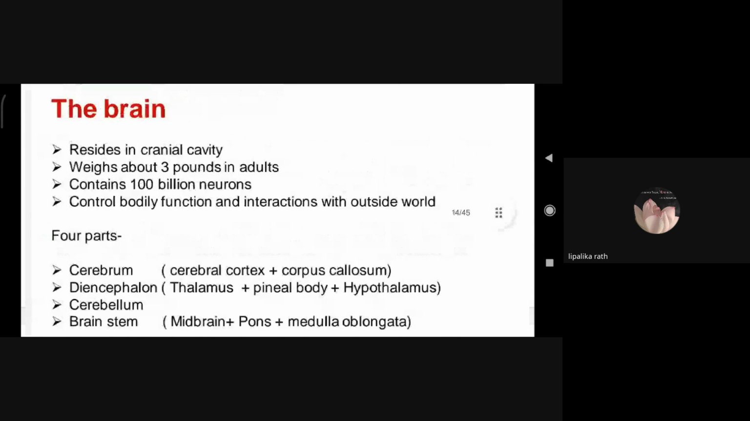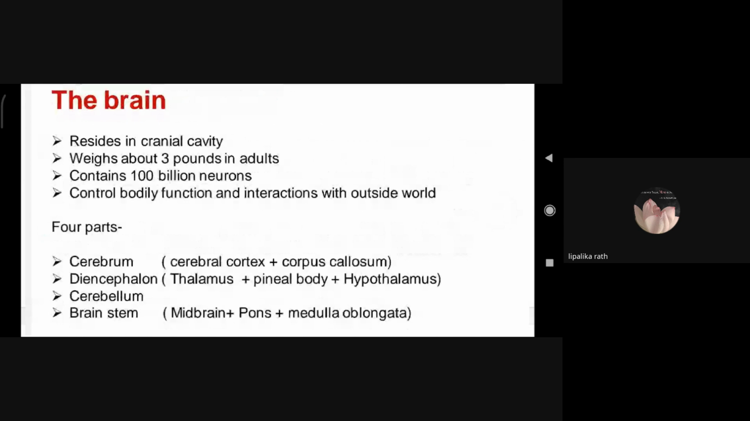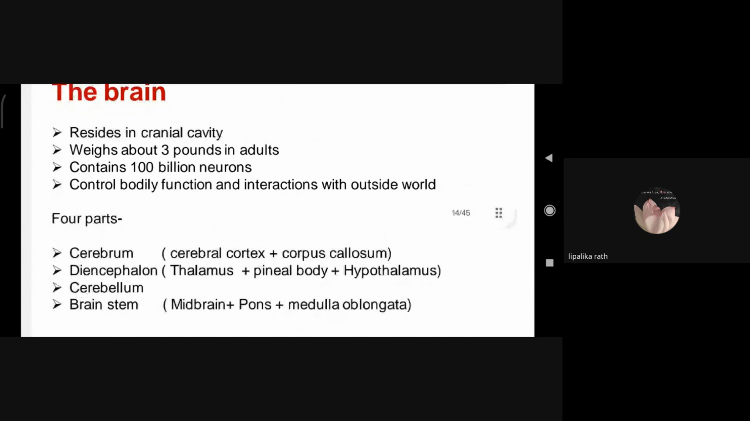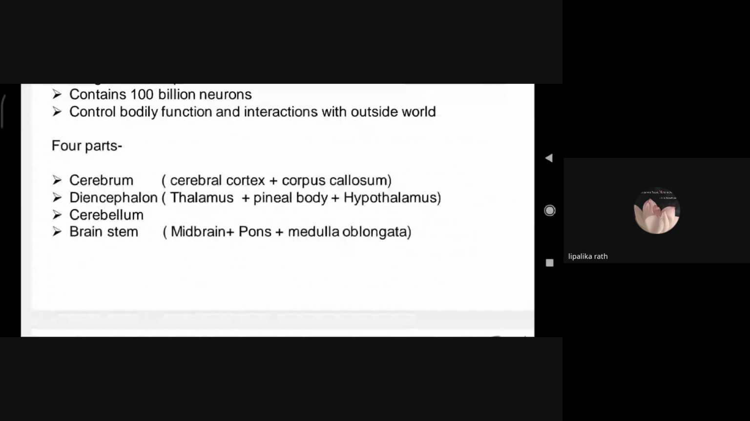Now, we will learn about the brain. It resides in the cranial cavity. I hope you know what the cranial cavity is. The cranium, all the bones of the cranium make the cranial cavity, that is the brain box. And the brain weighs about 3 pounds in adults. It contains 100 billion neurons and controls bodily functions and interaction with the outside world. Now, parts of the brain. There are 4 parts of the brain. First is the cerebrum. The cerebrum is the largest part of the brain.